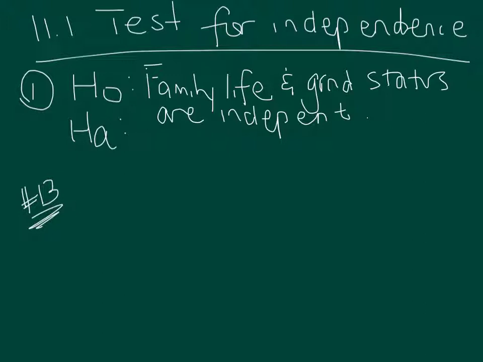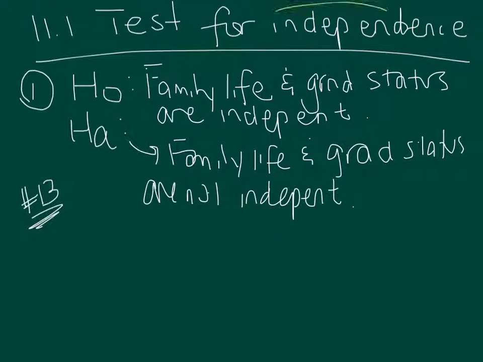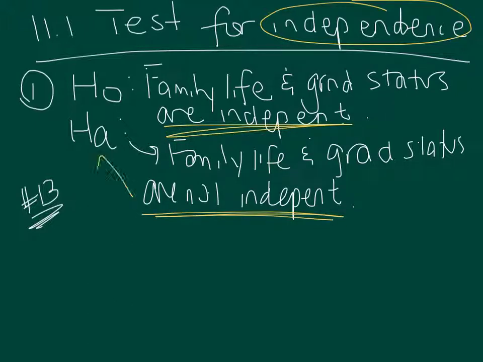they aren't independent. So that's your alternative, that family life and grad status are not independent. So this will always be your two hypotheses for a test for independence. Anytime you're doing an independence test, it's going to be independent, not independent. This one always goes with HA, this one always goes with H0. So make sure that's all you have to write.